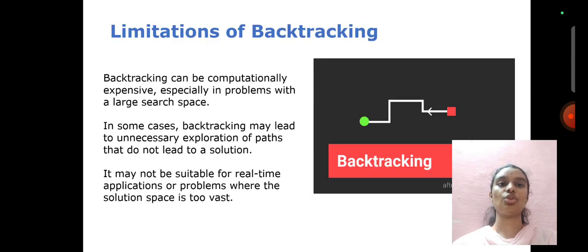The limitations of backtracking. Backtracking can be computationally expensive, especially in problems with a very high search space. In some cases, backtracking may lead to unnecessary exploration of paths that do not lead to a solution. It may not be suitable for real time applications or problems where the solution space is too vast.